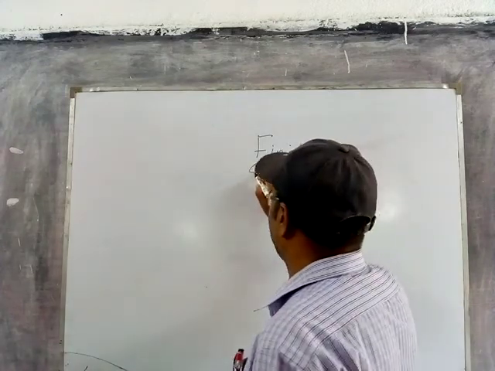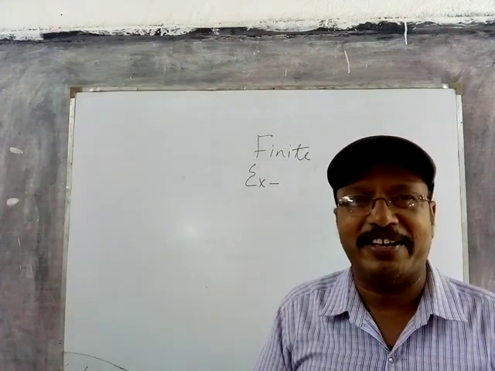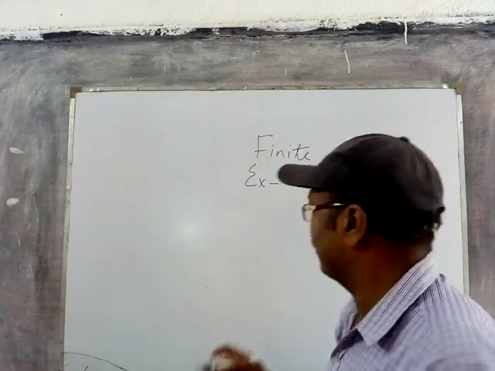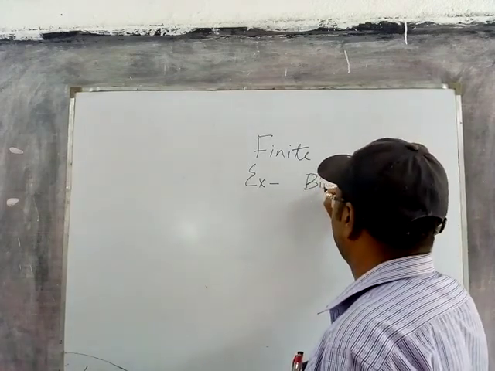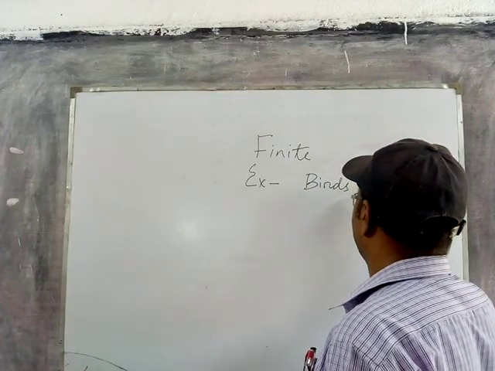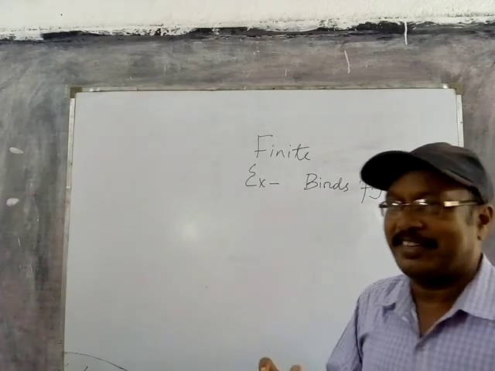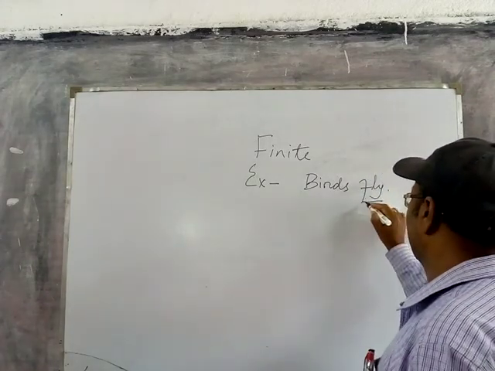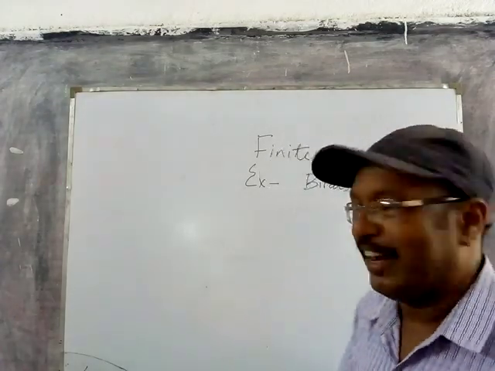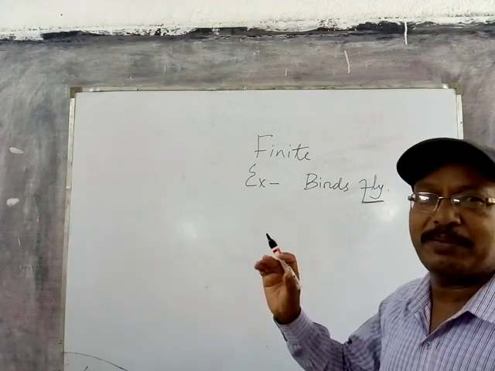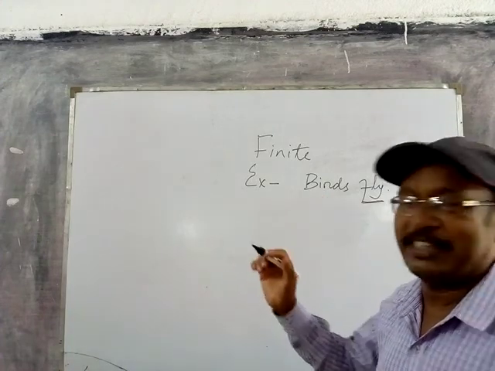For example, we can take an example. Sometimes we take some examples to clarify what is a finite verb. Let's take an example. Birds fly. Here, fly is the single verb which shows tense, and there is only one verb that shows us about tense. It is simple present.